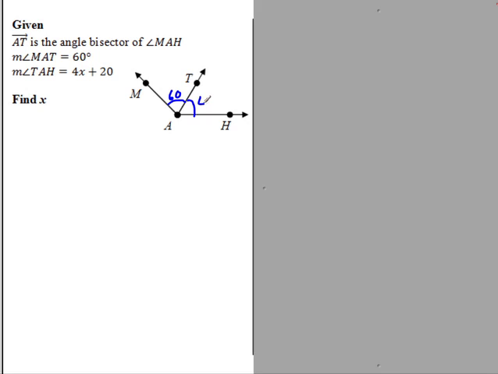TAH is what? 4x plus 20. Well, if they're congruent, we know they equal each other. So I know these are the same. So right off the bat, you can say MAT equals TAH. I'm just going to go straight for it. 60 is equal to 4x plus 20. Why? Because it's a bisector, it cuts them in half. I know they're the same. Now just solve them. So really it's going back to solving some equations.